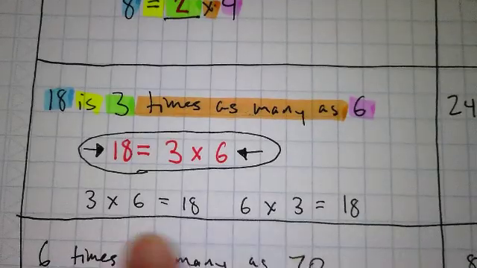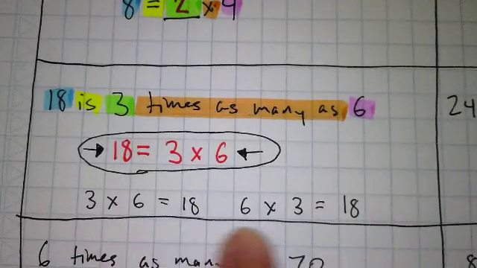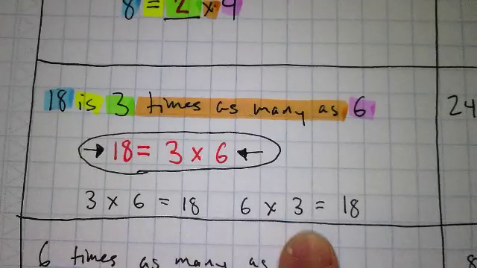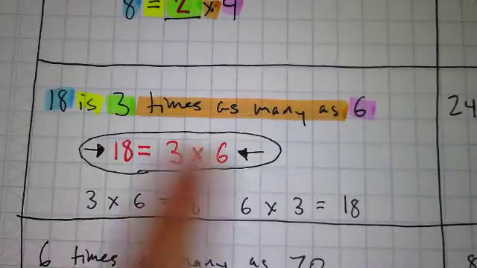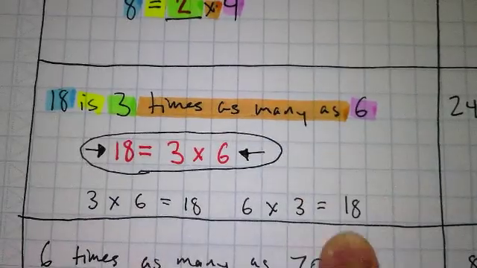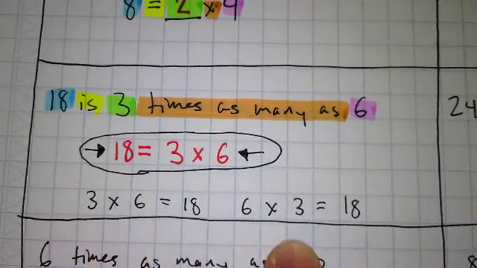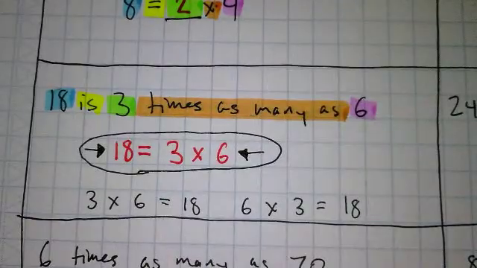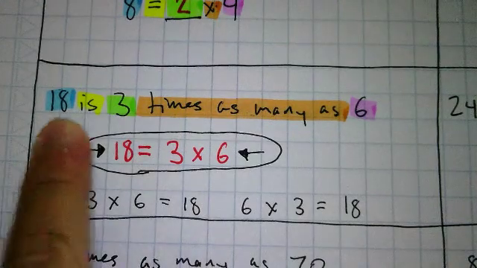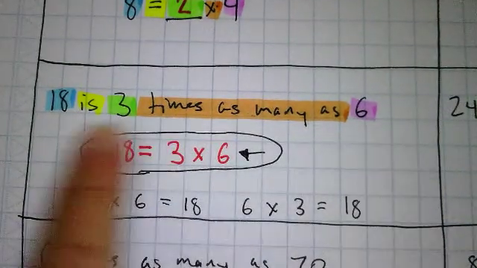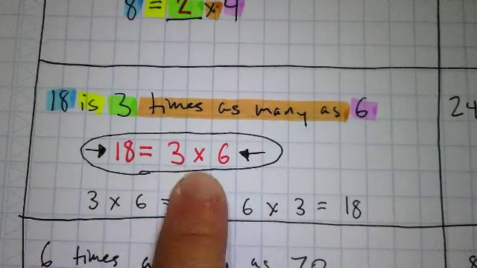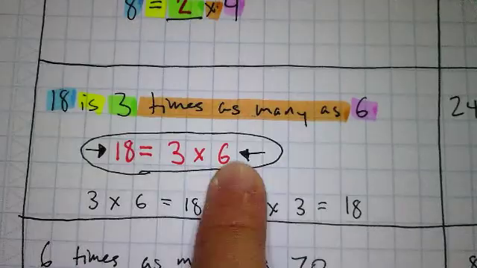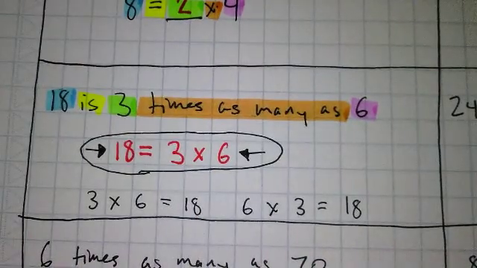If you do one of these, I may not mark it entirely wrong, but I will take off half credit because this is not the order that it gives you here. We're supposed to write an equation that matches the sentence. While these are correct equations, they don't match the sentence. So I'm going to take half points off if you give me the wrong order. So if you just follow the same order as the sentence here, start with 18, "is" equals 3 times, "as many as" is my multiplication sign, and 6. If you follow the order, you're going to be fine.